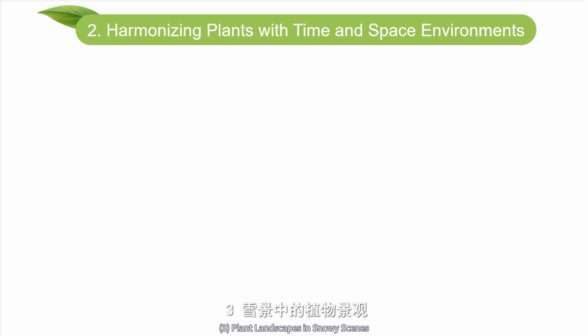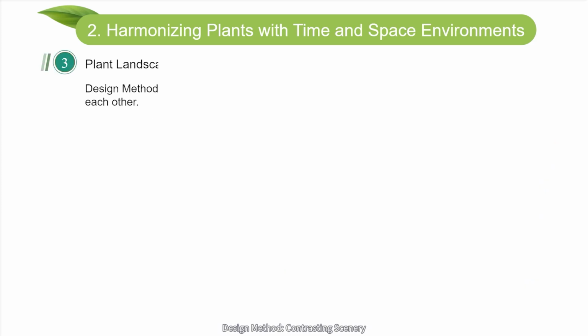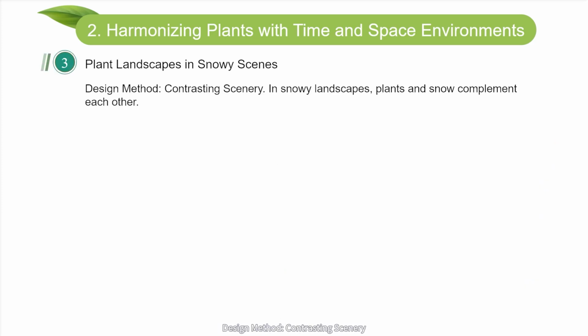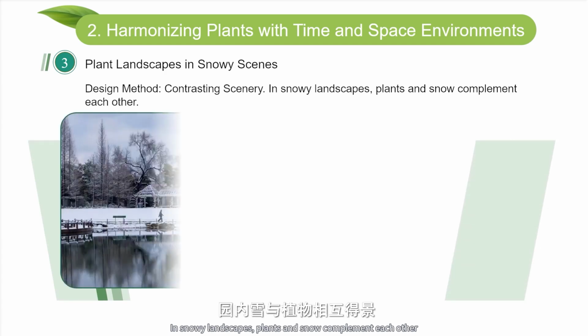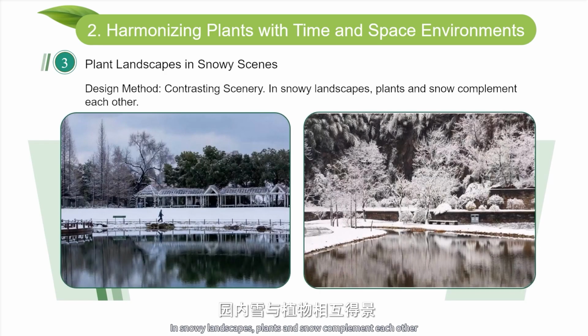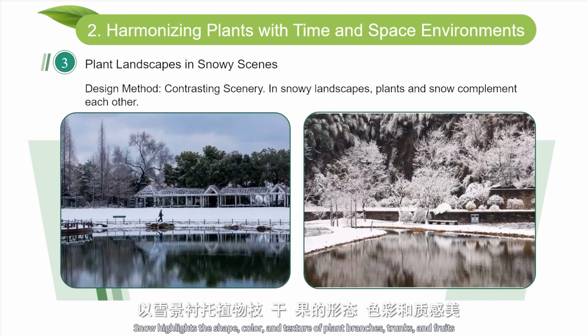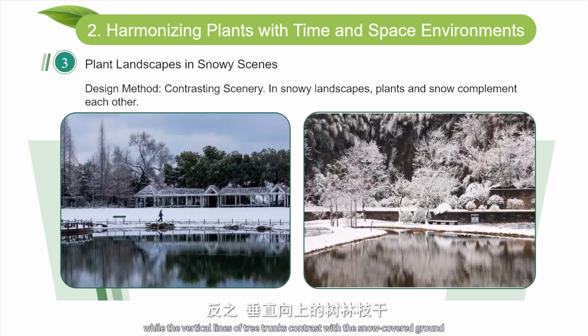3. Plant landscapes in snowy scenes. Design method: contrasting scenery. In snowy landscapes, plants and snow complement each other. Snow highlights the shape, color, and texture of plant branches, trunks, and fruits, while the vertical lines of tree trunks contrast with the snow-covered ground.